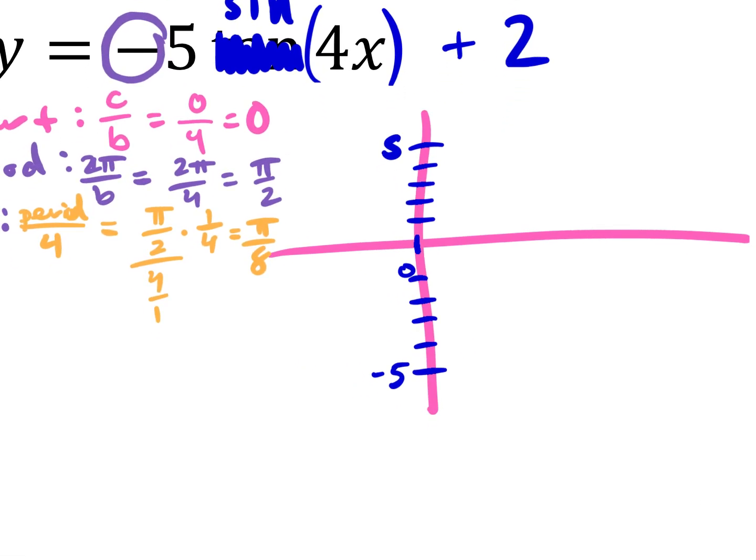So from 0, I'm going to add pi over 8 to get to my next increment. Then pi over 8 plus pi over 8 would be 2 pi over 8, which would simplify to what? Pi over 4. Then I have 3 pi over 8. And then 4 pi over 8. Which, what does 4 pi over 8 simplify to? 2 pi over 4. Nope. Pi over 2.